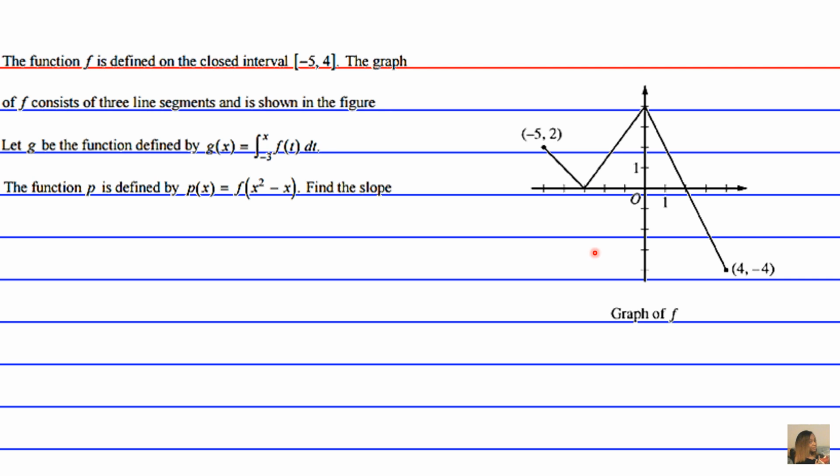Let the function p be defined by p of x equals f of x squared minus x. What you are to do is find the slope of the line tangent to the graph of p at the point where x is equivalent to -1. Okay? All right, so I'll give you a moment to figure that out.